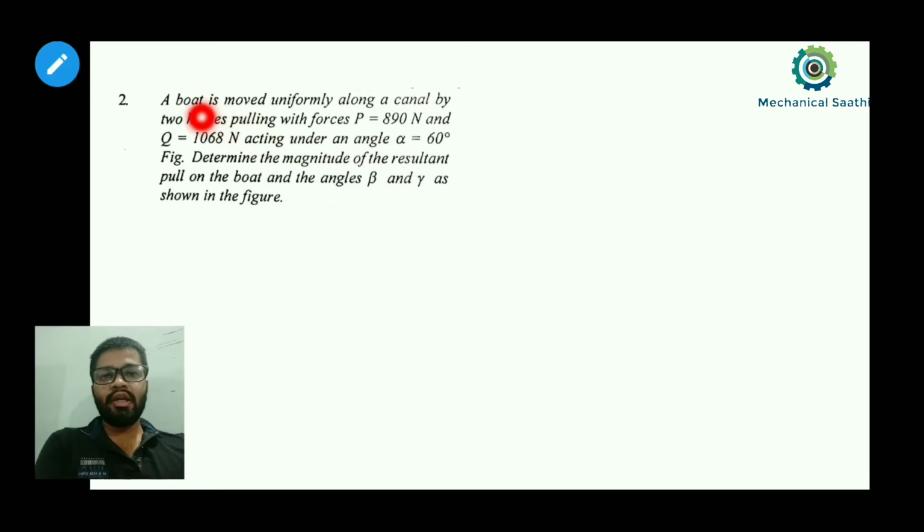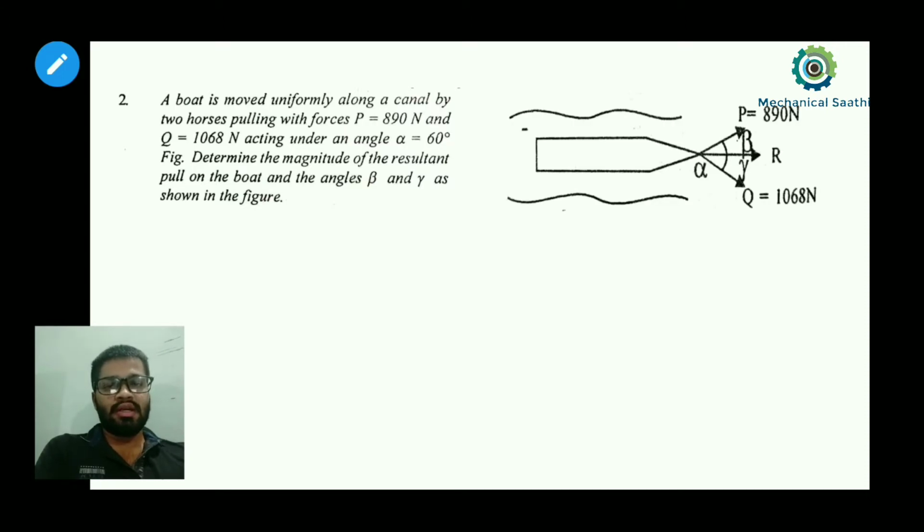Here it says that a boat is moved uniformly along a canal by two horses pulling with forces. P is given as 890 Newton and Q is given as 1068 Newton. These are acting under an angle of alpha, which is given as 60 degrees, as shown in the figure. Determine the magnitude of the resultant pull on the boat. So we need to find the resultant of the pull for these two forces, and we need to find the angles beta and gamma as shown in the figure. This figure is given in the question.